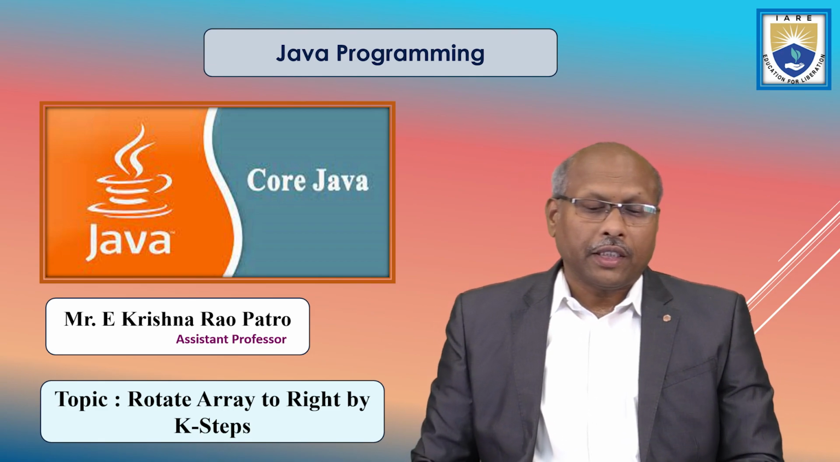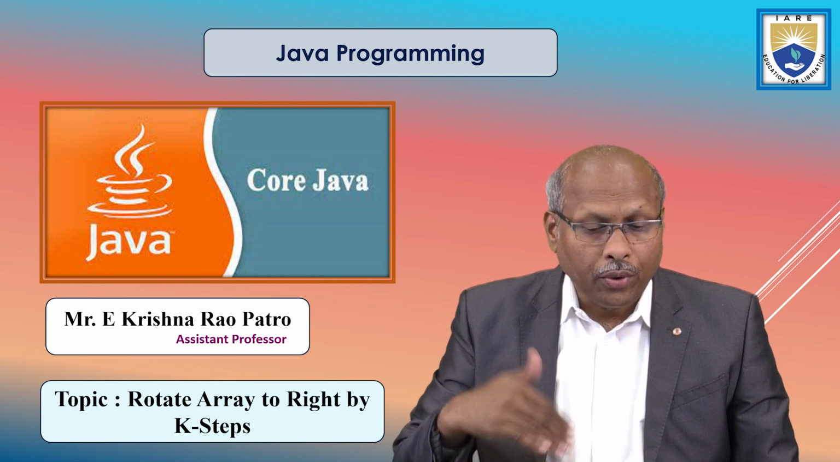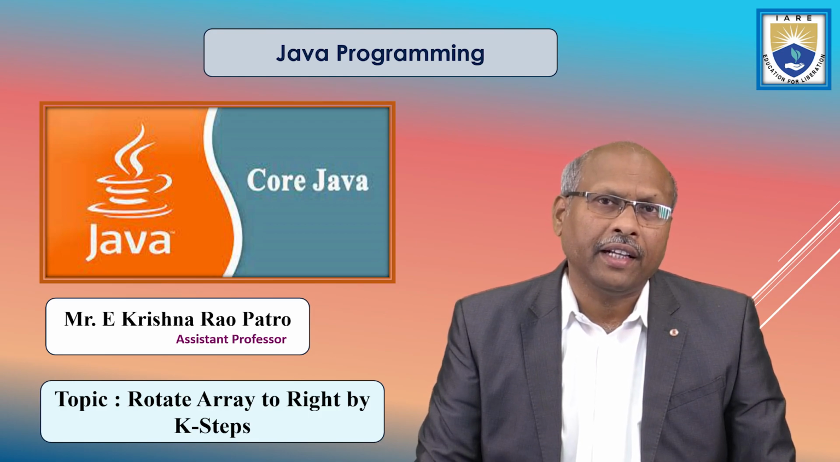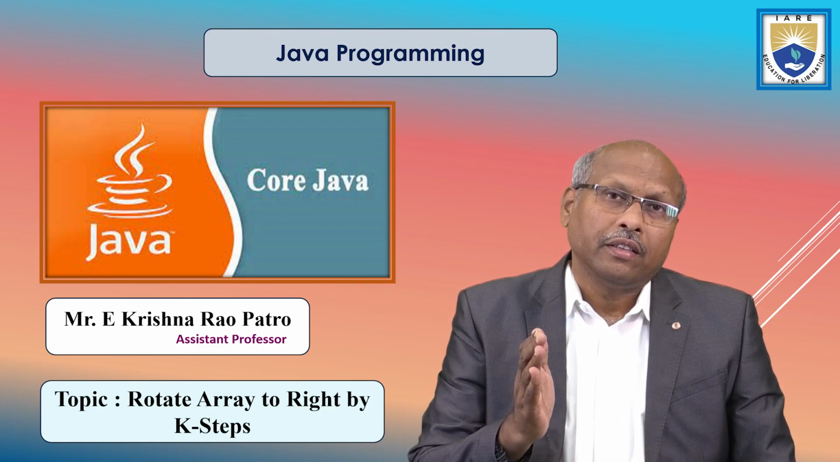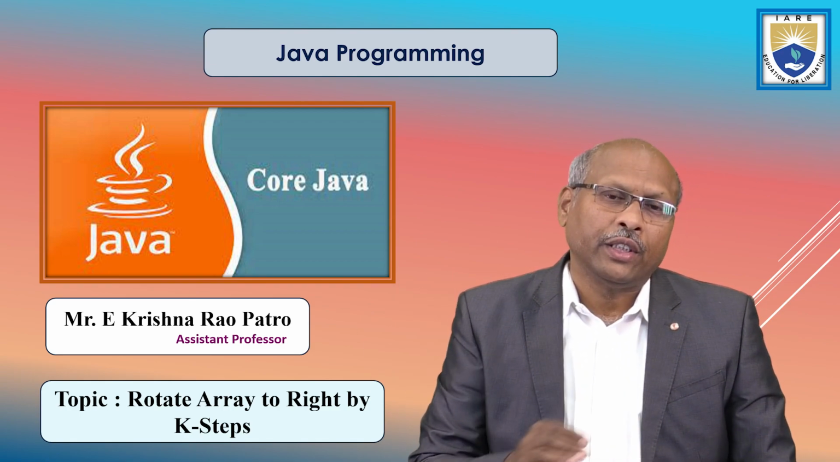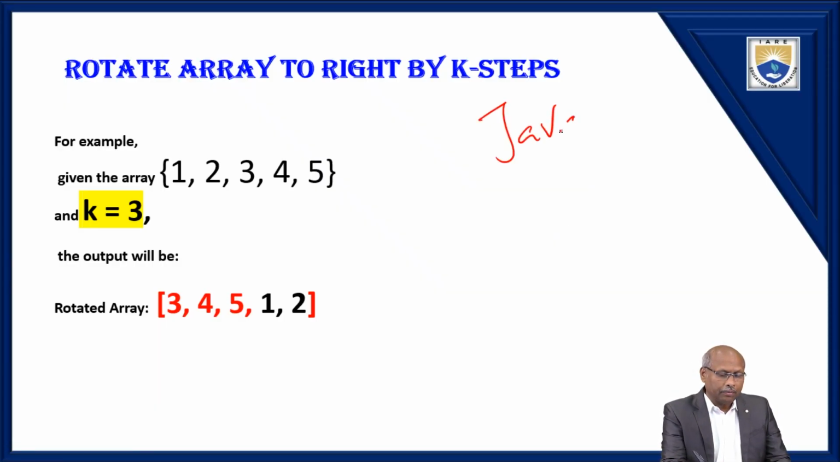Today we will discuss one important problem, that is how to rotate an array to right by k steps. That means you have a set of elements in an array, and from that array you have to shift k elements towards the right. So how can you write a program for this? You have to write the program using Java.